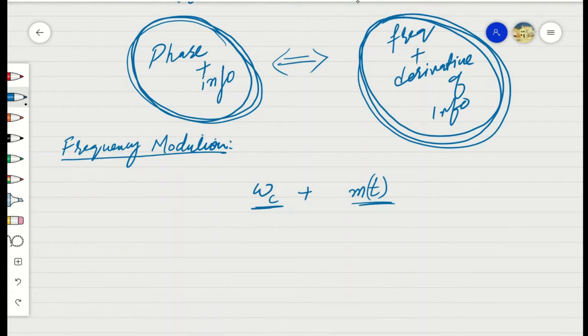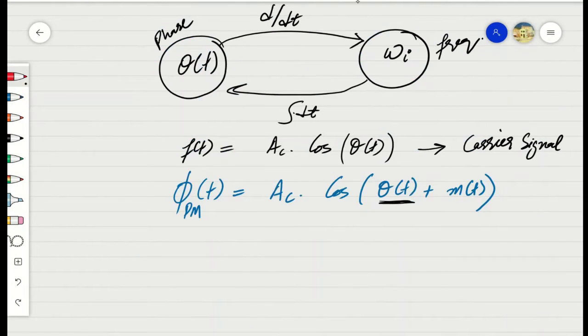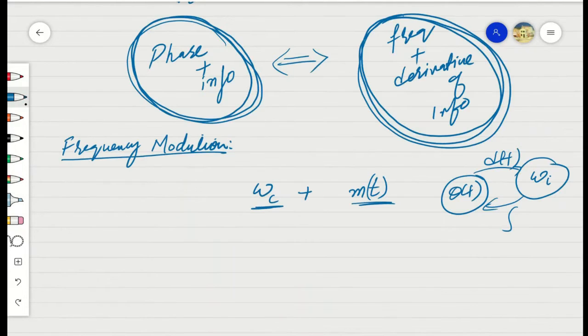As we know, instantaneous frequency can be obtained from the instantaneous phase by taking the derivative of the instantaneous phase, while by taking the integral of the instantaneous frequency we obtain the instantaneous phase. So if we take the integral of this instantaneous frequency, then we will obtain the instantaneous phase. So for frequency modulated signals, the instantaneous phase can be represented as the integral of the instantaneous frequency along time, that is from minus infinity to the current time instant.